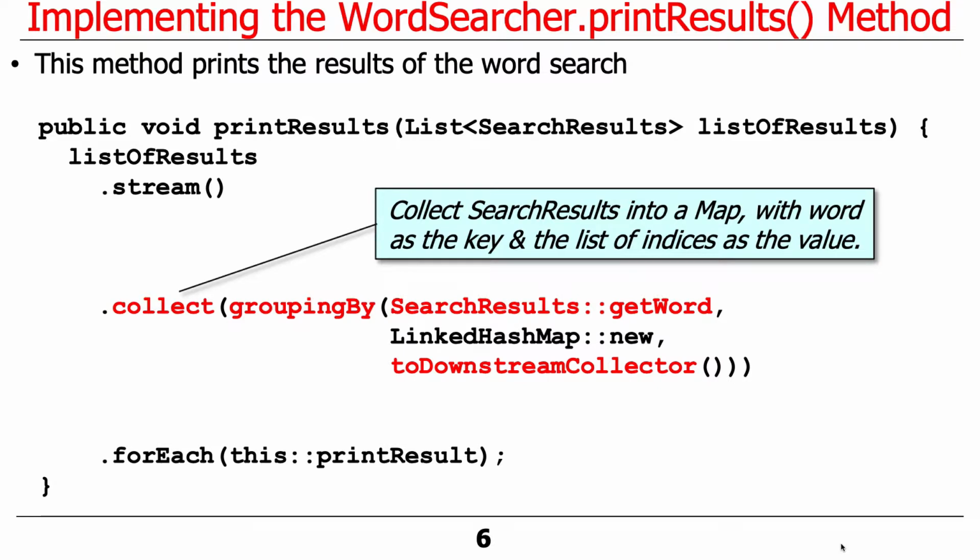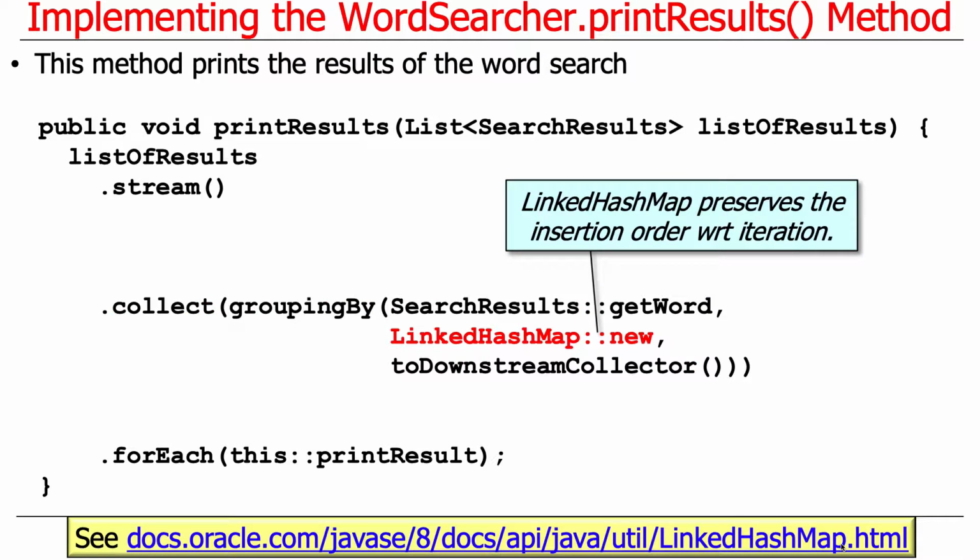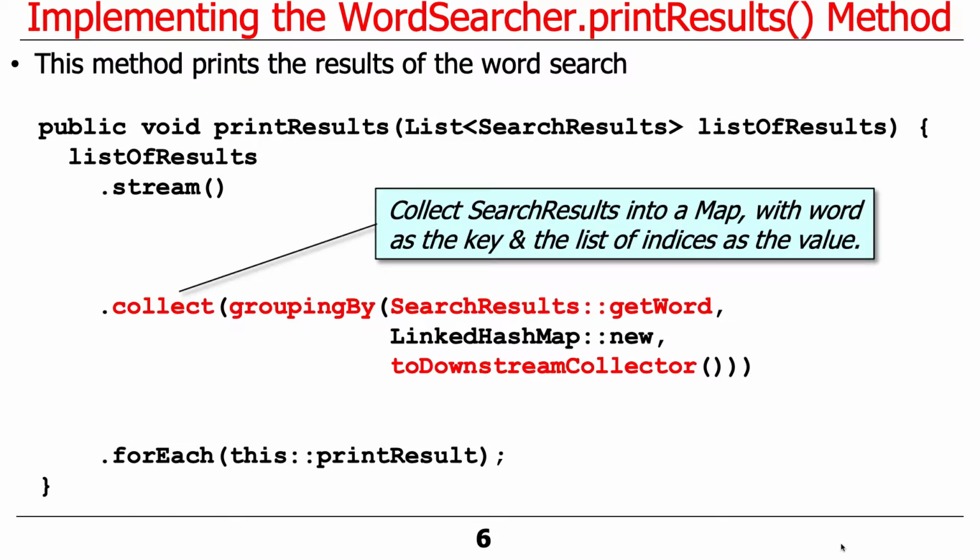And this is actually really, really cool. I'll show you this more when we talk about how to write your own custom collectors. But in a nutshell, first of all, we're going to use the word, that's the method reference from search results, as the classifier. So that's going to classify the map so that the word will be the key. And then we're going to have the value be this thing that's created by the factory method to downstream collector. I'll talk more about that in a second.